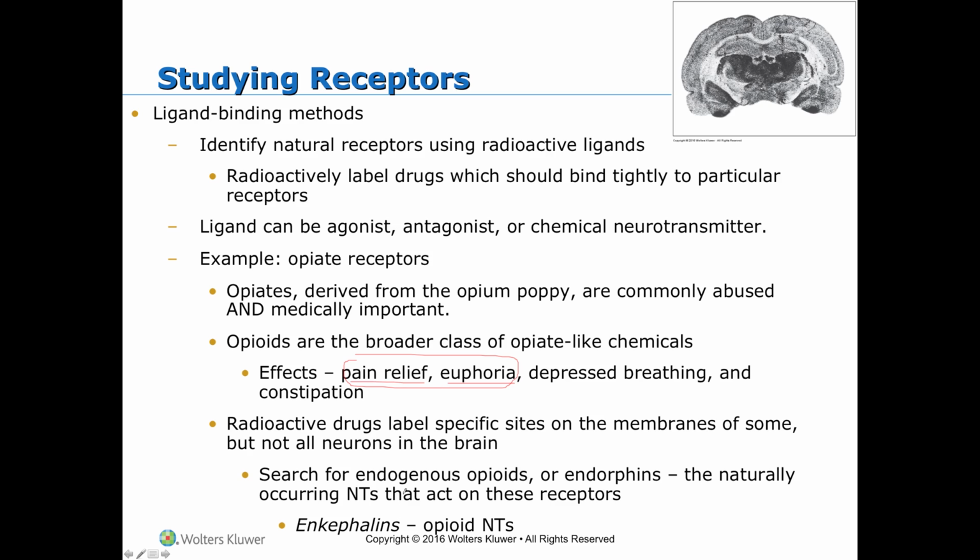So we can search for endogenous opioids, or endorphins. These are the naturally occurring neurotransmitters that act on these given receptors. And so we try to identify these opioid neurotransmitters, or these enkephalins, through the use of radioactive labeling, and to identify where in the body, or in the brain rather, these receptors are found.